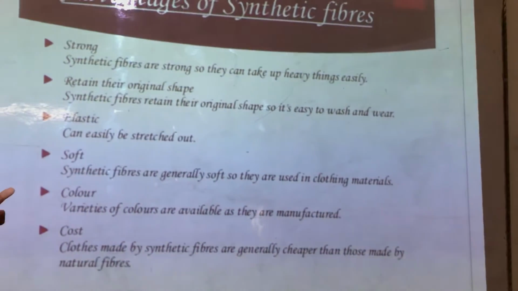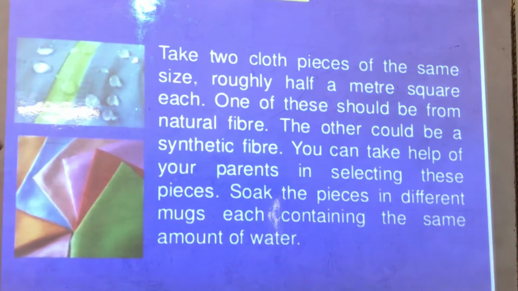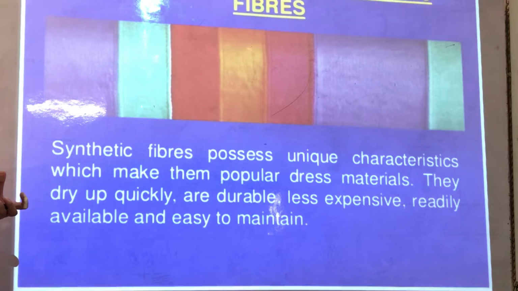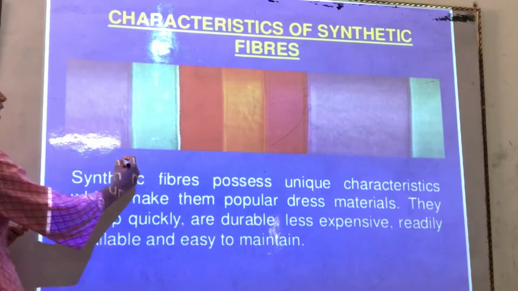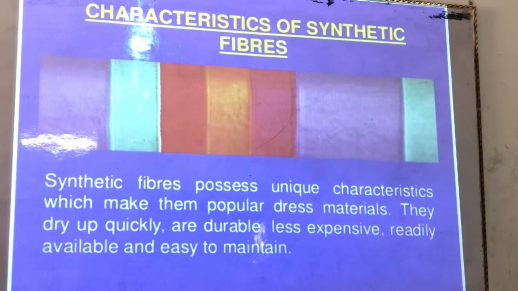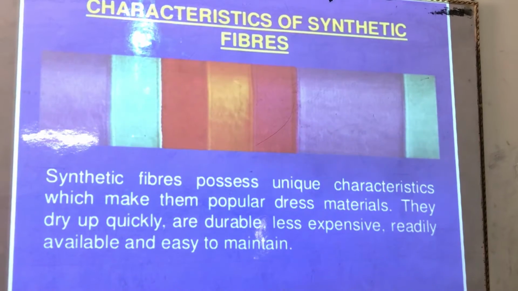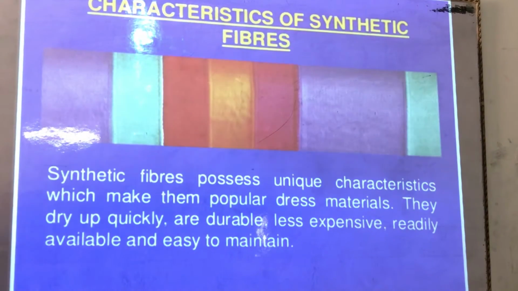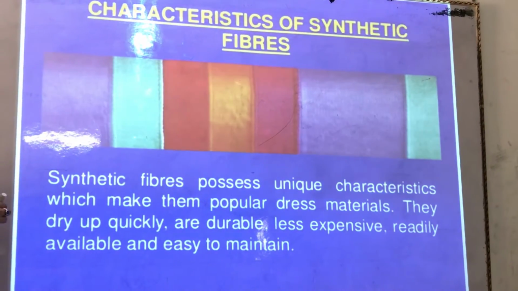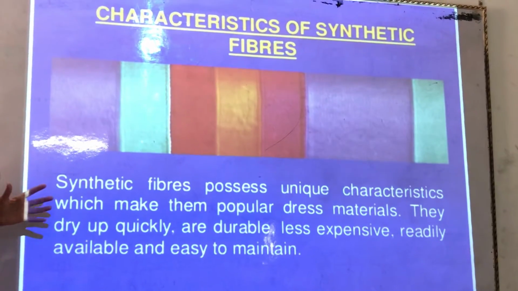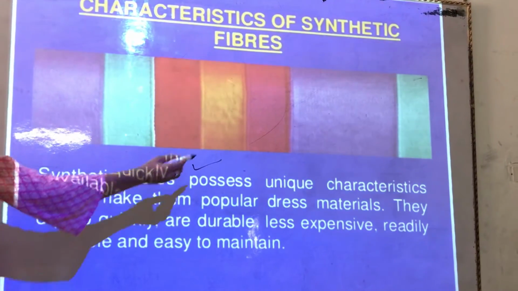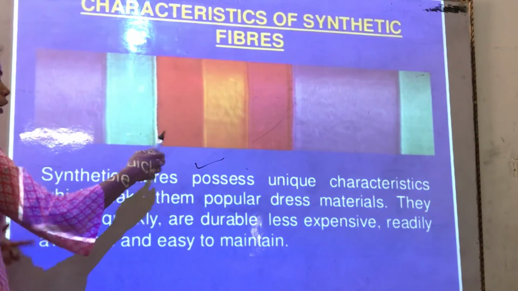Alright, children, by this activity you will be able to understand something about synthetic fibers. What are the characteristics of synthetic fibers? Synthetic fibers are very widely used in many fabrics that you use nowadays. You use umbrellas, parachutes, nylon wires, curtains, bed sheets, even your sarees and t-shirts. Many of the clothes that you wear are more or less made up of synthetic fibers. Why? Because they possess unique characteristics, and that's why they are very popular dress material.